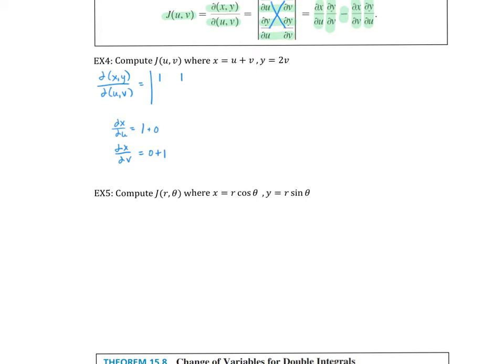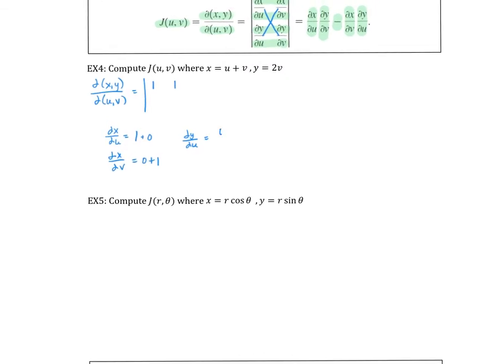And then the next row would be the partial derivative of y with respect to first u and then v. The partial derivative of y with respect to u is going to be 0. There's no u there. And then the partial derivative of y with respect to v is going to be 2. So here's our Jacobian. We're going to do cross multiplication: 1 times 2, which is 2, minus 1 times 0, which is just 0. And our Jacobian is 2.